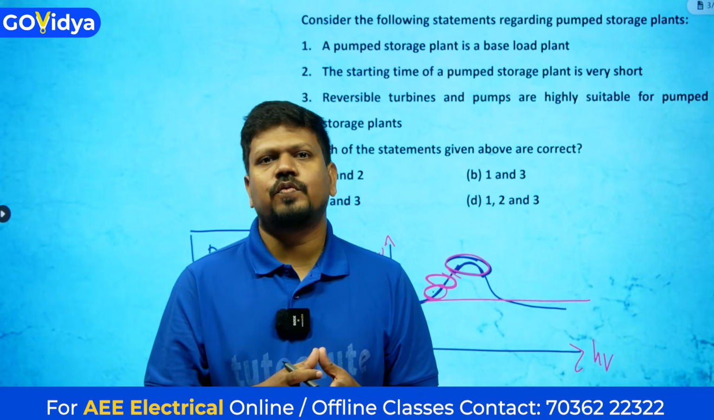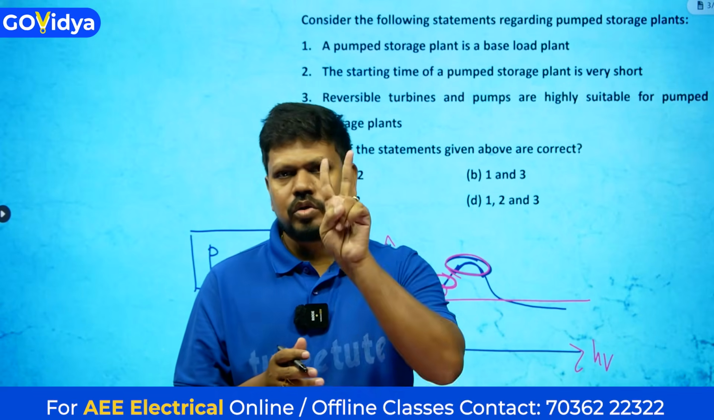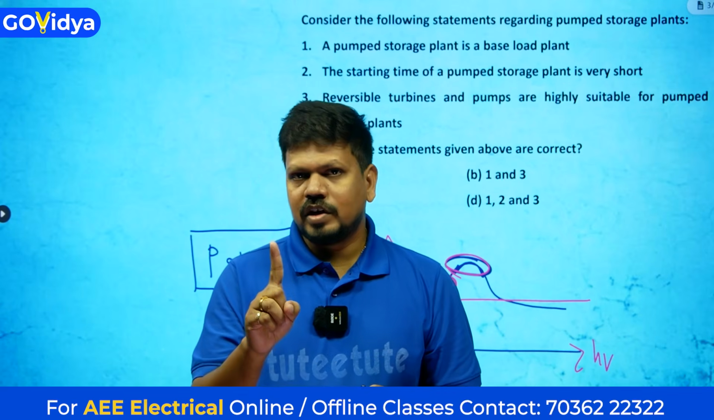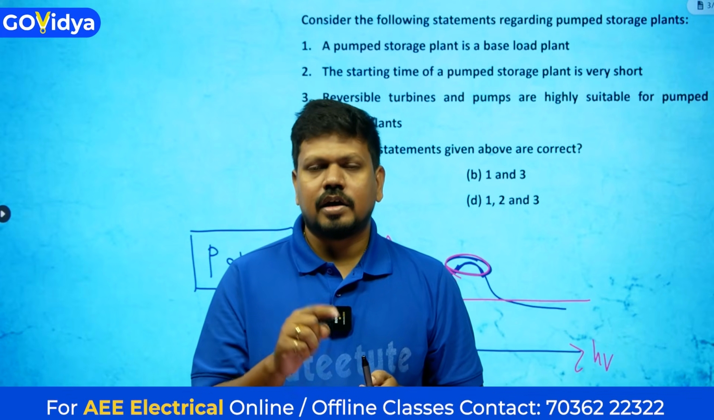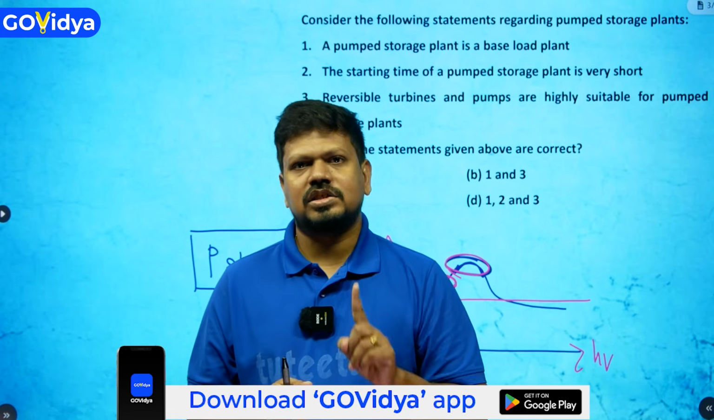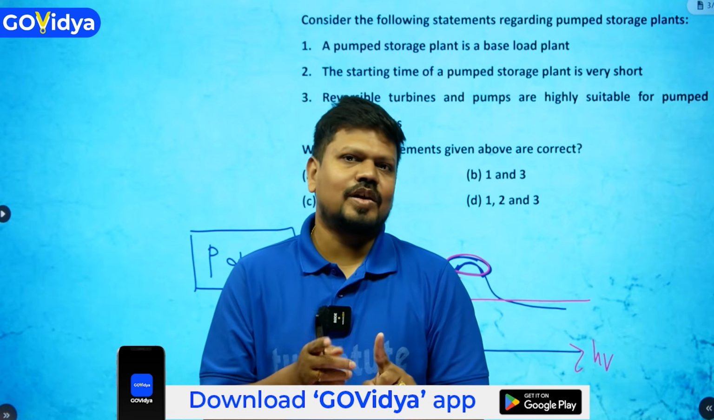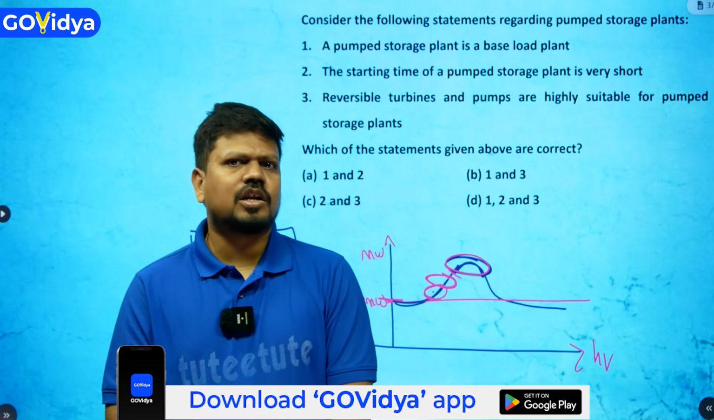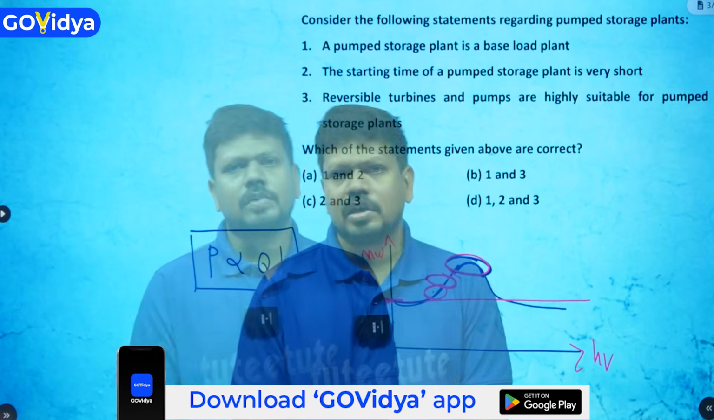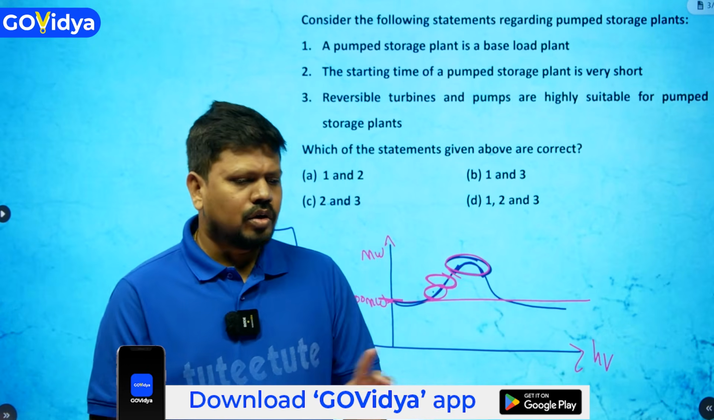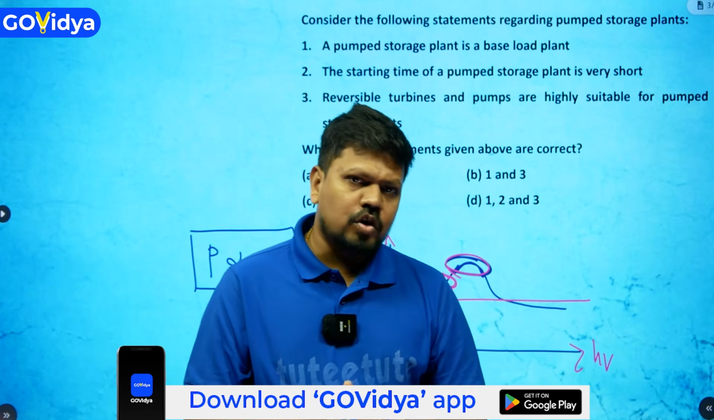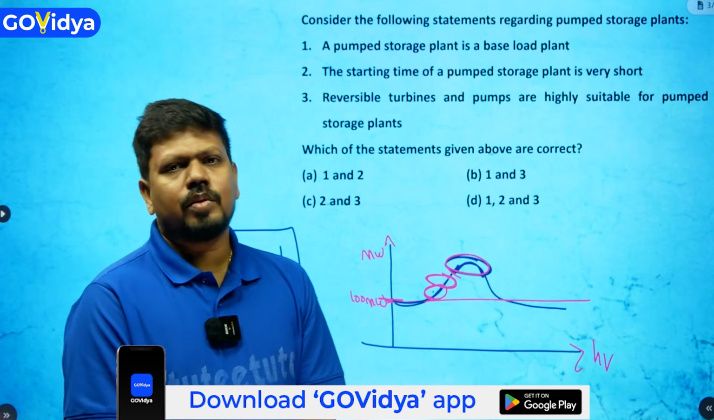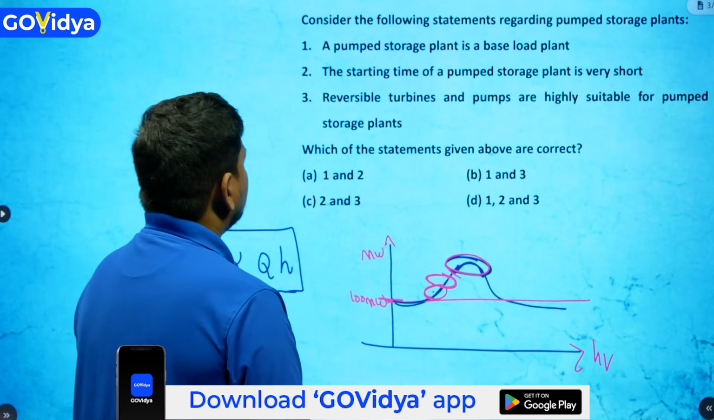Instead of using these 4 components, we have made it only 2 components. One is a reversible turbine, another one is a synchronous generator cum motor. That's what we call a synchronous condenser also, because it gives some reactive power compensation. Anyhow, you observe, instead of using 4 different components, we are making it 2 components only. So you observe the options here.